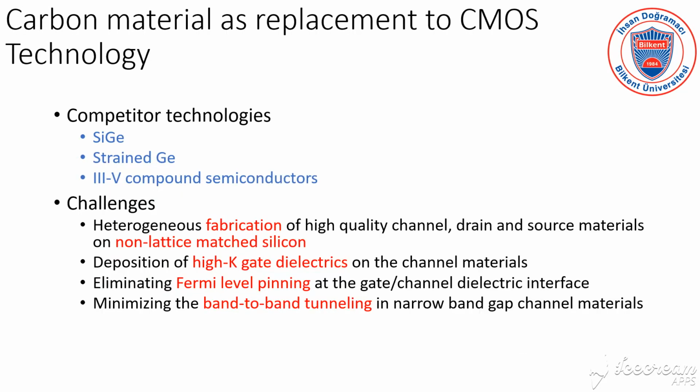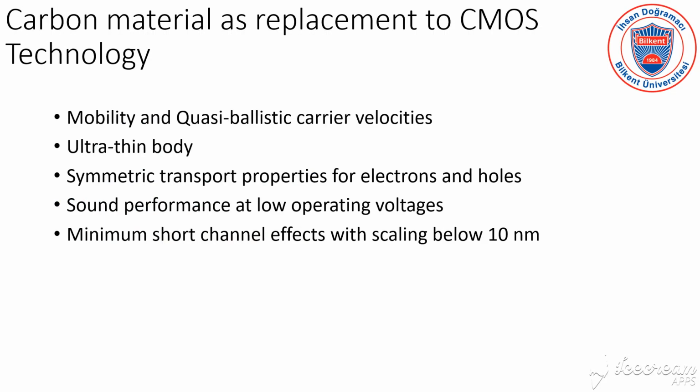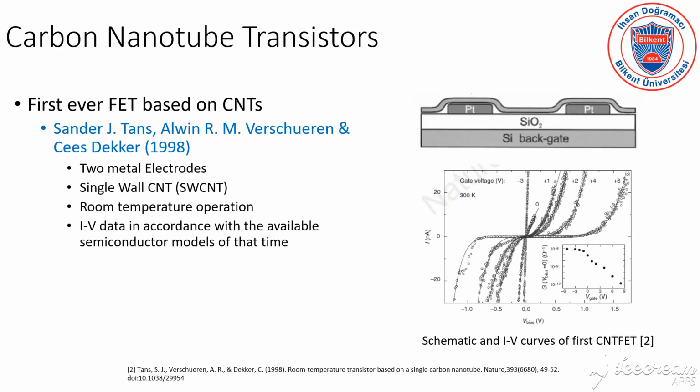The competitor technologies with CNTs are silicon germanium, strained germanium and III-V compound semiconductors, but they have challenges associated with fabrication, tunneling, etc. Some of the properties due to which carbon nanotubes have emerged as a promising material to replace CMOS technology are their mobility, ultra-thin body, symmetric transport properties for both electrons and holes, and good performance at low operating voltage and also minimum short channel effects.